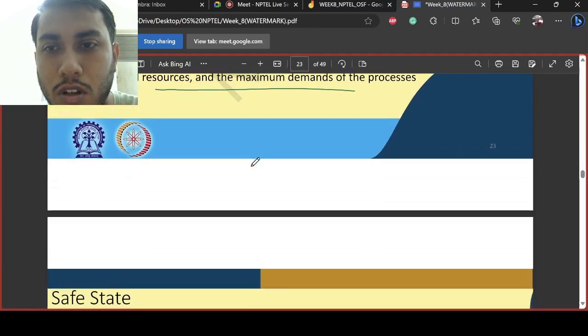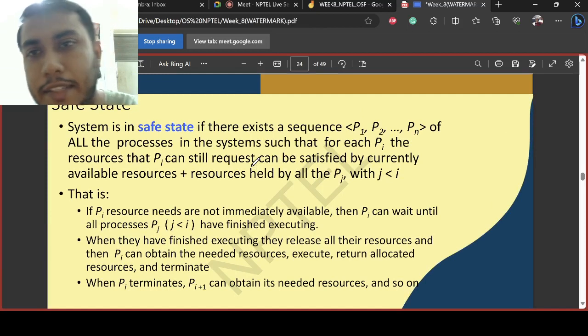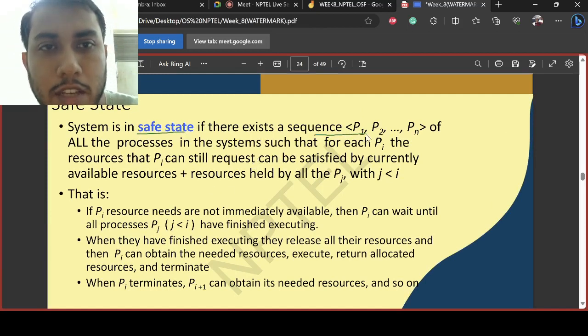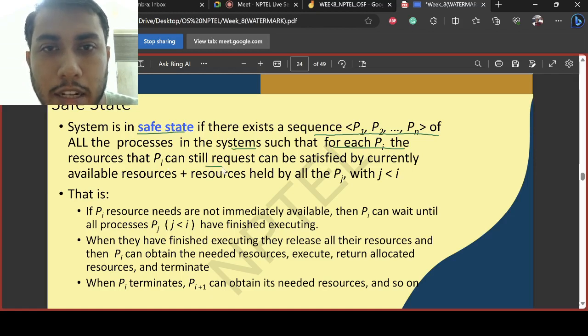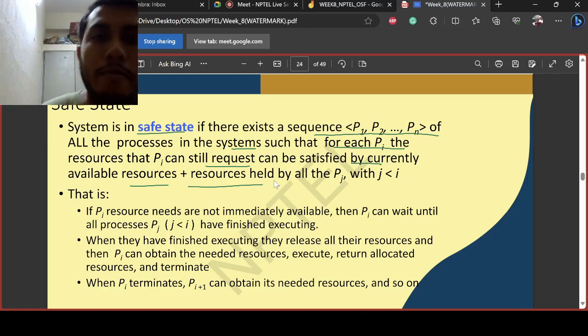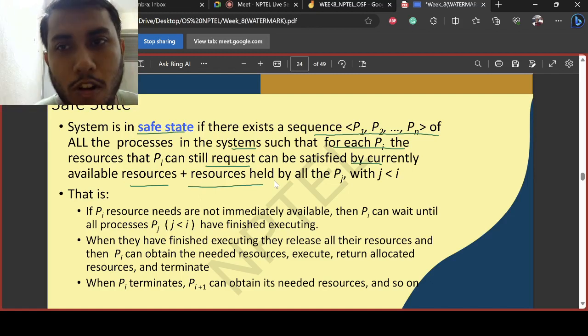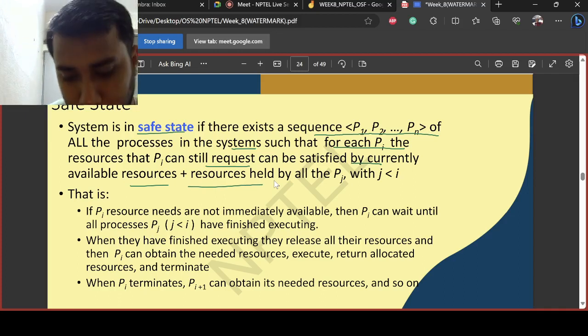Okay, so what is a safe state? We call the system to be in a safe state if there exists a sequence of processes in the system such that for each process Pi, the resources that Pi can still request can be satisfied by the currently available resources or resources held by Pj. So our system is in a safe state if there is basically no deadlock, if there exists a sequence of all processes such that for each Pi the resources it can still request can be satisfied.